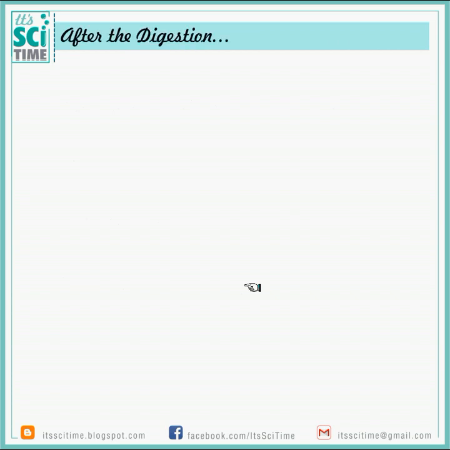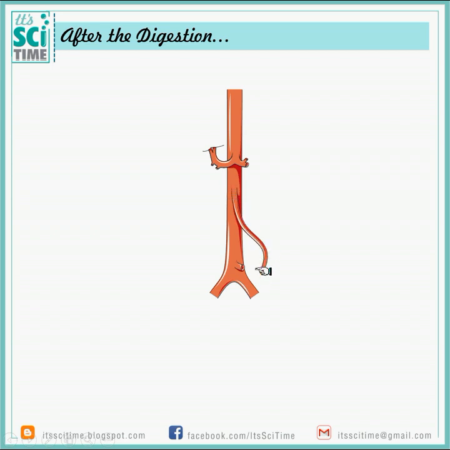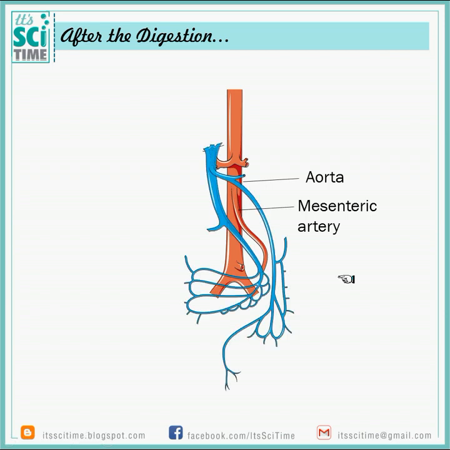Then after the digestion, after the absorption, there are two blood vessels that are important. This is the systemic aorta and this is the blood vessel that runs into our gut or to the small intestine. Right, this is the aorta. This artery is called the mesenteric artery. It supplies blood to the intestine. Then after the absorption, blood will collect back with the vein.